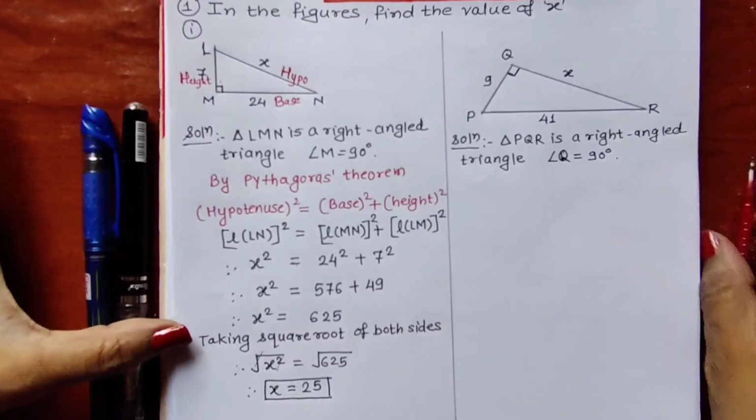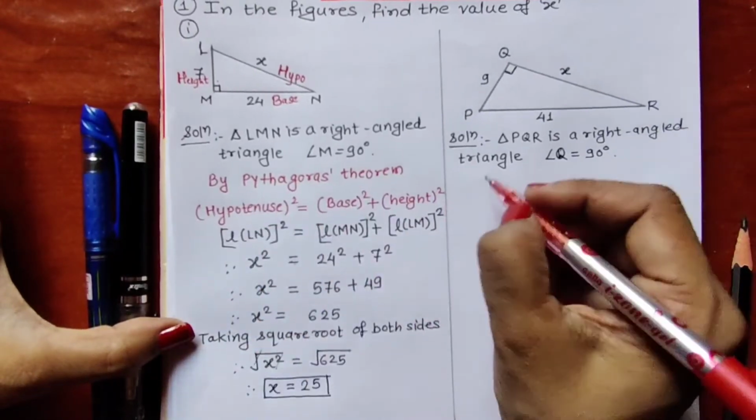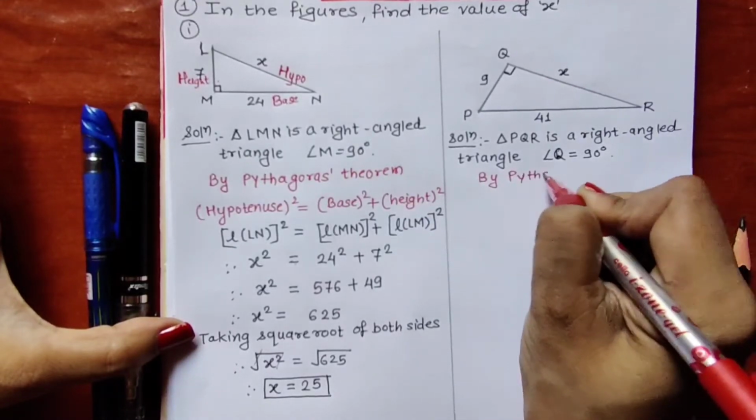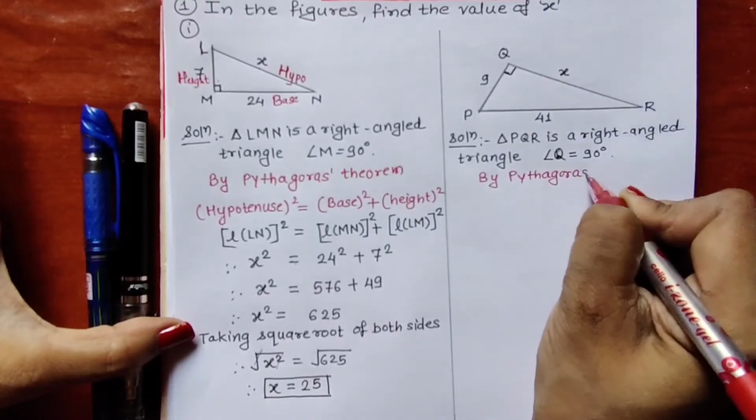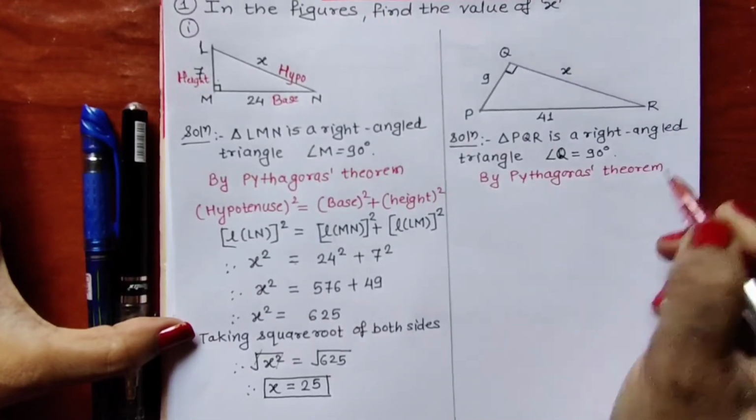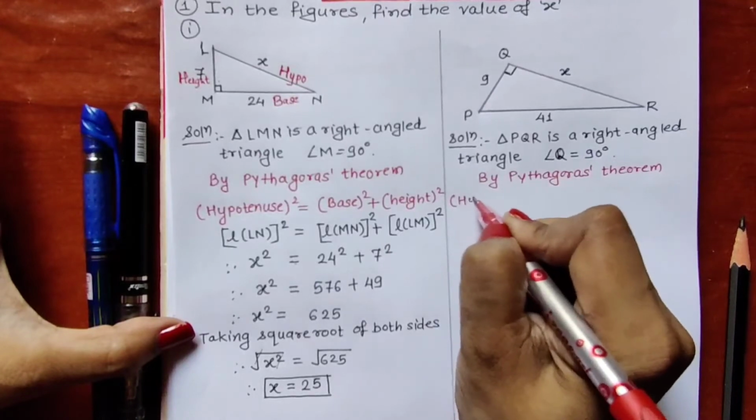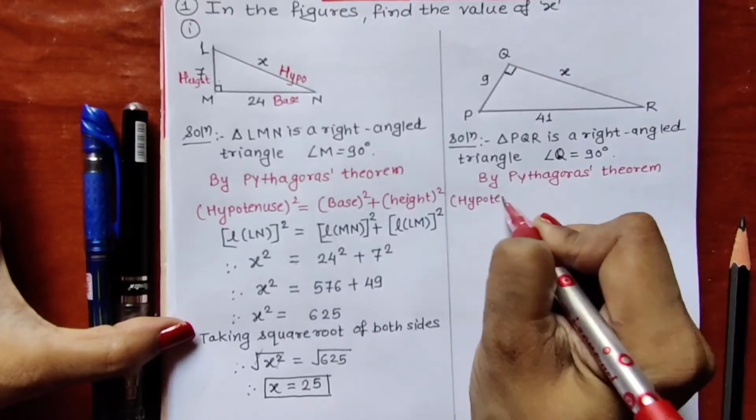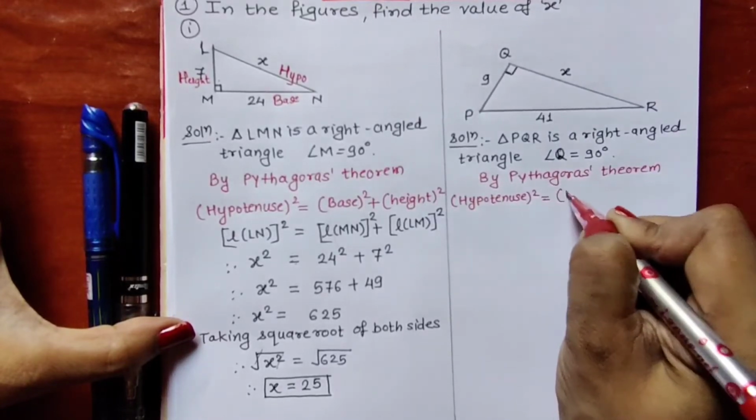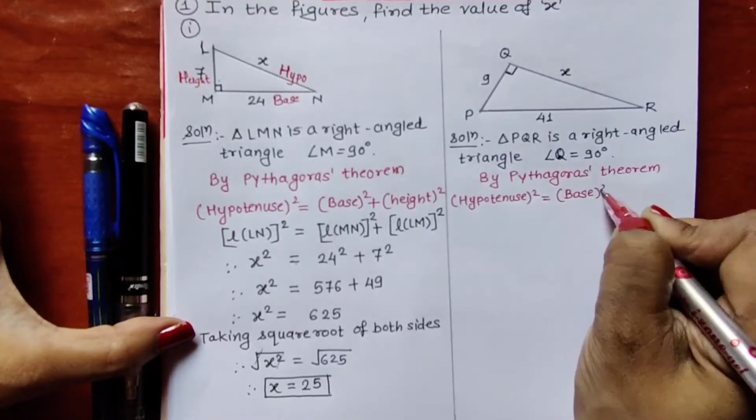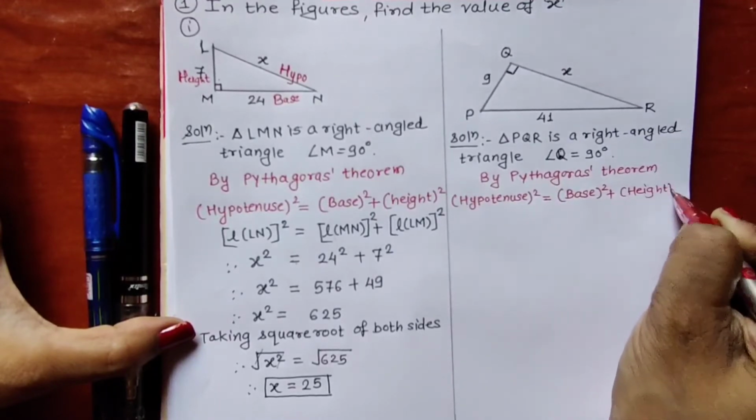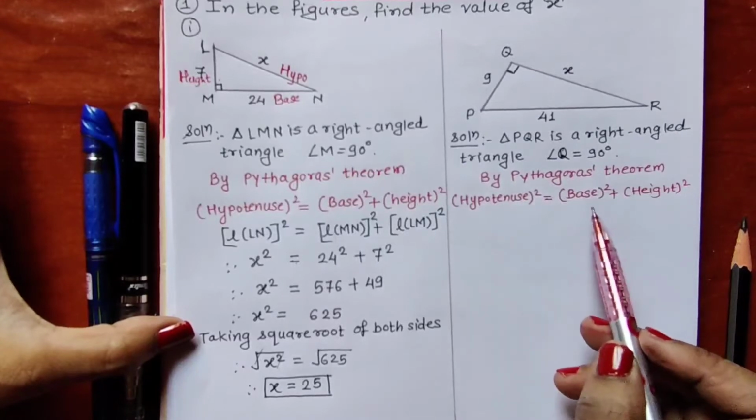Okay, now we will be writing by Pythagoras theorem. By Pythagoras theorem, we write the formula: hypotenuse square is equal to base square plus height square. Now we will be writing the names of hypotenuse, base and height.